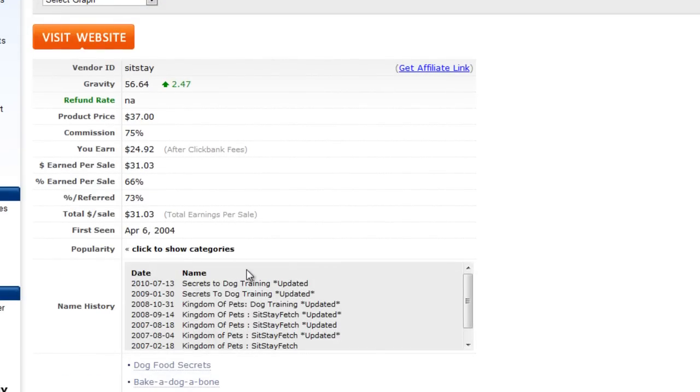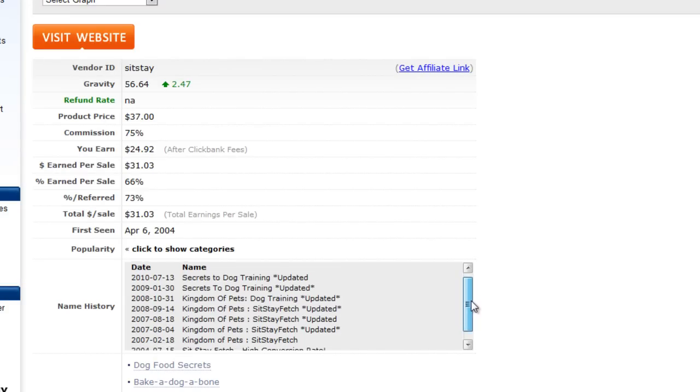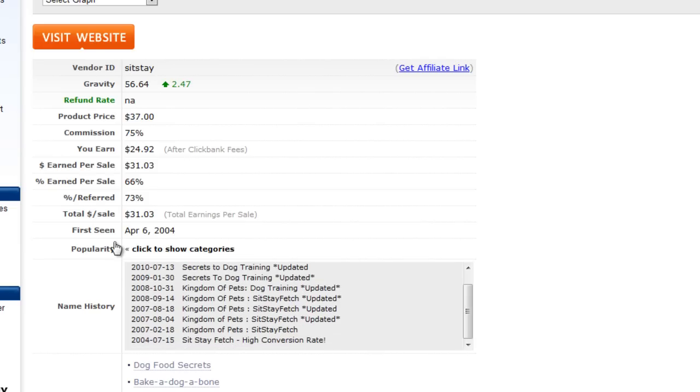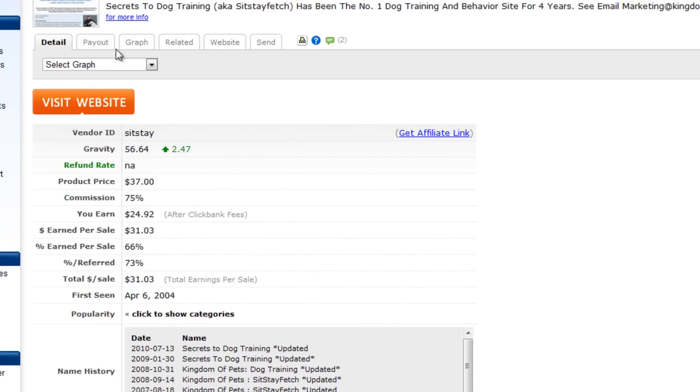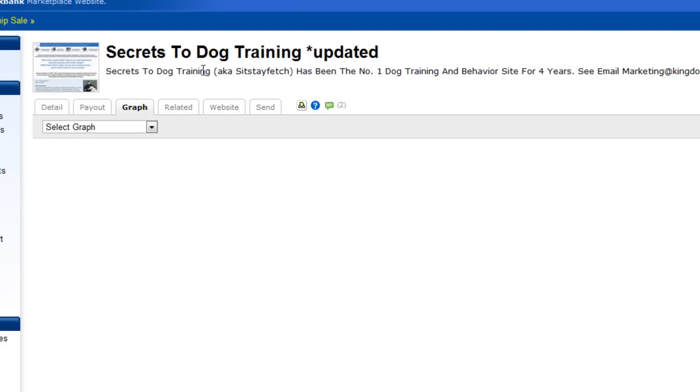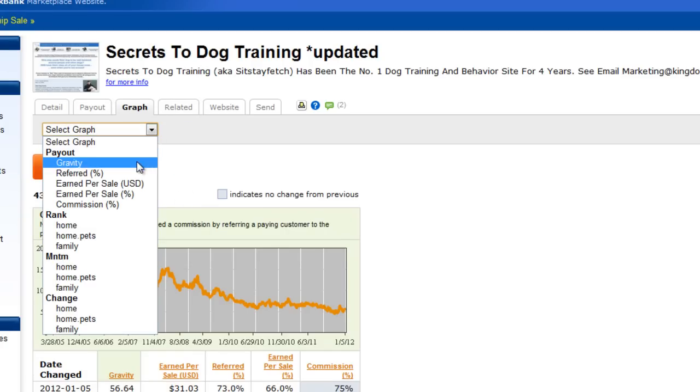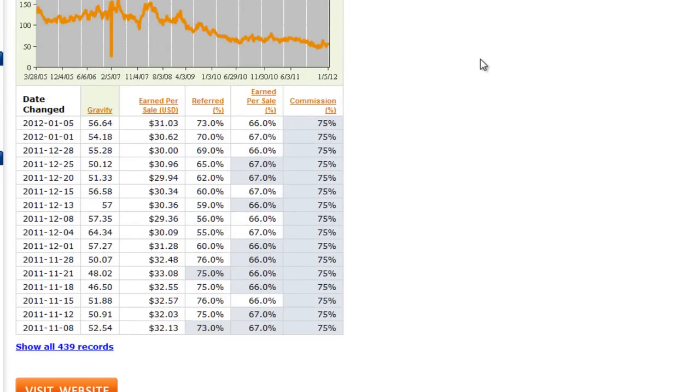Now they give you some quite interesting information here. So you can see here it's talking about the history. So we can actually find out when this product was first seen. So we can see here this product first came out in 2004, and it's had lots of different names, so we can find out all of this information. But if we look at here, if we click on graph and let's select by gravity, we can actually have a look at the gravity over time, which is a really, really good feature.